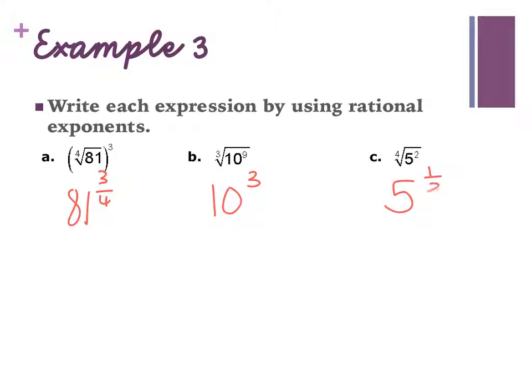5 to the 1/2. So think about something that's raised to the 1/2. What does it look like in radical form? It's actually the square root, right? So a 1/2 is a square root. A 1/3 is a cube root. A 1/4 is a 4th root. So anytime you see something like that, it's the square root if it's 1/2.